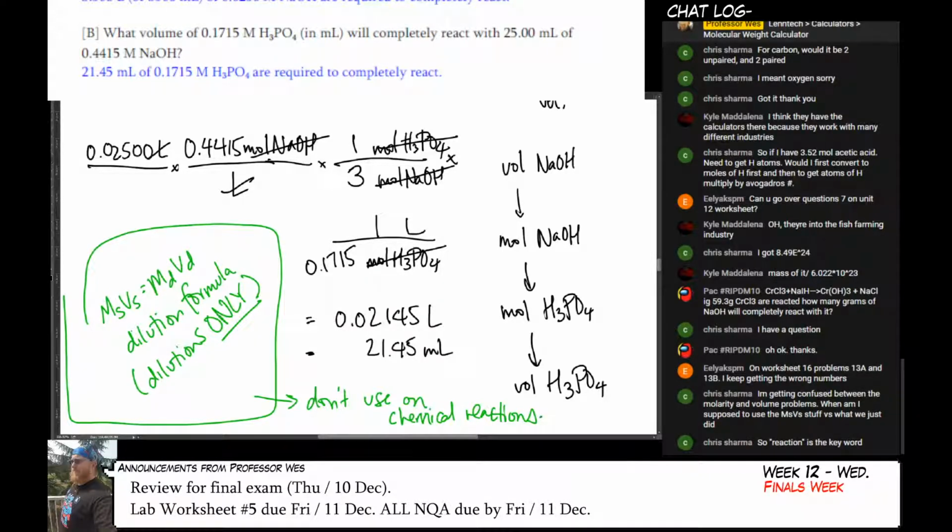So like I might say phosphoric acid and sodium hydroxide are mixed together. The resulting mass of product is da da da da da da da. But I didn't say the word reaction. But you could still tell from the gist of the problem that, hey, this is not a dilution. We're doing chemistry in this problem. So make sure that you are understanding what the problem is actually asking you to do.